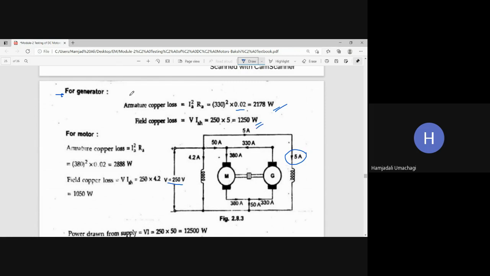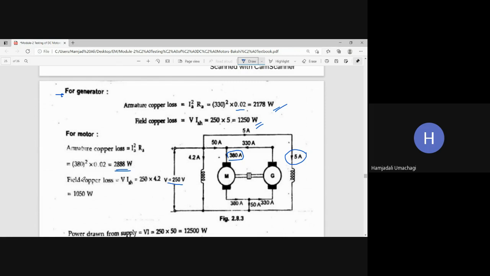Now similarly we will calculate losses for the motor. For the motor, armature copper loss is Ia square into Ra. Ia, the armature current of the motor, is 380, and Ra is 0.02. 380 square into 0.02 will be 2888 watts.